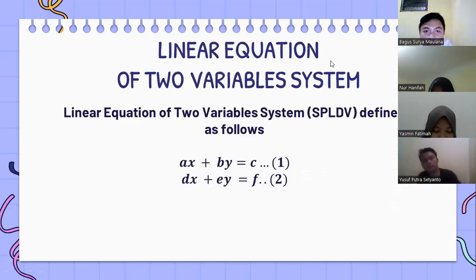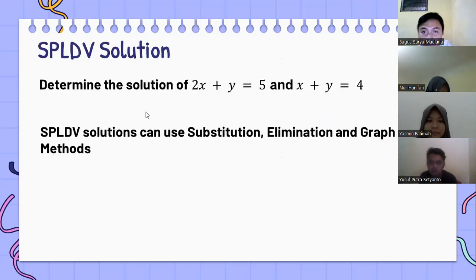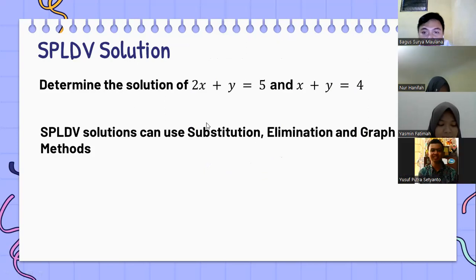The next is the system of linear equations of two variables. It's different from the previous one. We have two linear equations of two variables, and we have to find their intersection. If we want to determine the solution, suppose we have 2x plus y equals 5 and x plus y equals 4. We have several methods: substitution, elimination, and the graph method. But here we use the substitution method only.